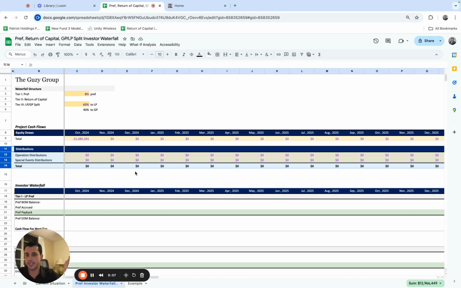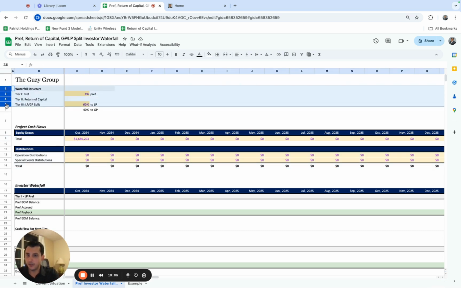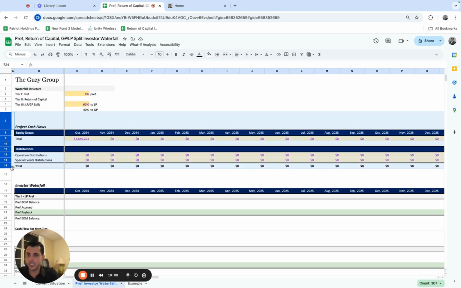waterfall than the special events cash flow. They're going to be treated totally different. So get into the habit of always separating them out. Okay, it's very important you do that. Okay, so we know what the waterfall tier is. We know what the project is producing.